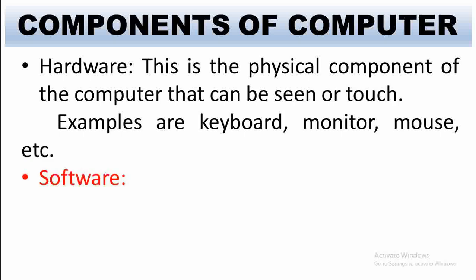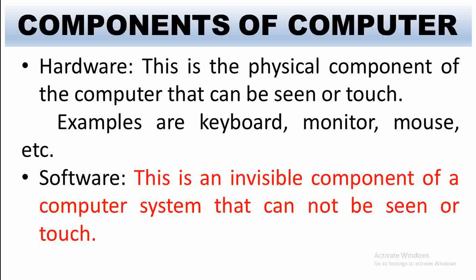So what is software? This is an invisible component of a computer system that cannot be seen or touched. The software, we cannot see it, we cannot touch it, but without it, the computer cannot work.